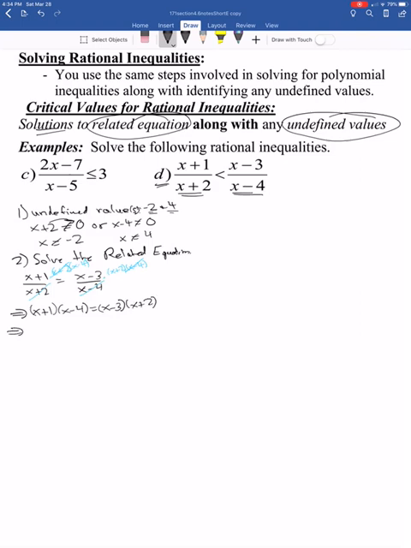As we look at that and solve, we distribute: x times x is x squared, x times negative 4 is negative 4x. Then we distribute the 1 through: 1 times x is x, 1 times negative 4 is negative 4. Over here, x times x is x squared, x times 2 is 2x. Distribute negative 3 through: negative 3 times x is negative 3x, negative 3 times 2 is negative 6. As we simplify, we've got x squared minus 3x minus 4, combining the x terms, equal to x squared, well, 2x minus 3x is negative x, minus 6.